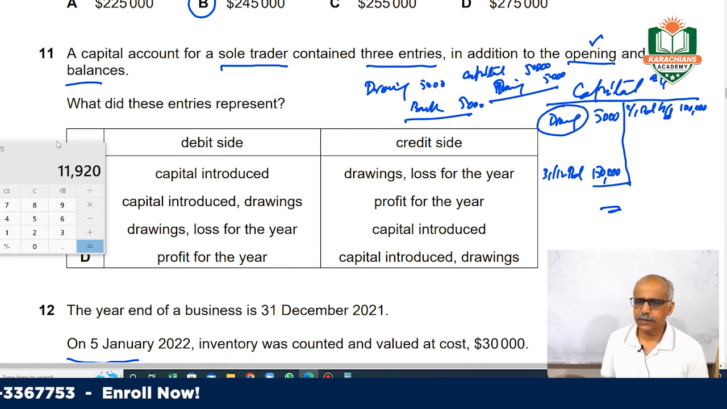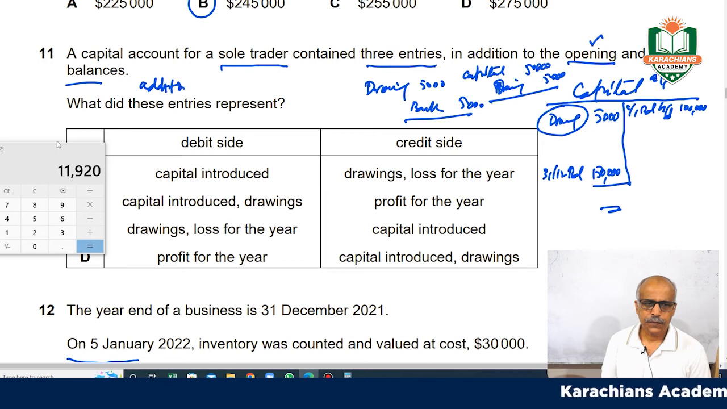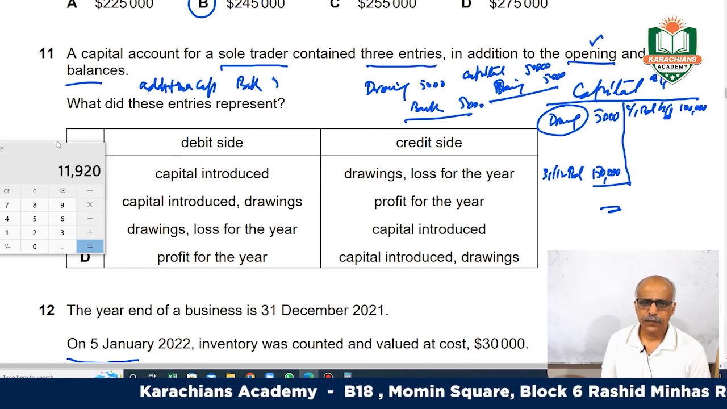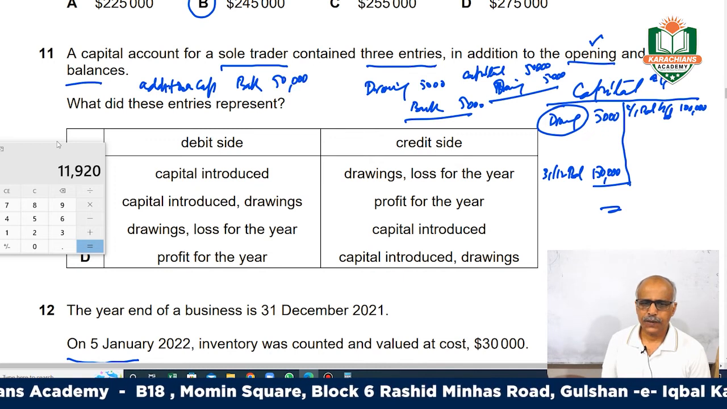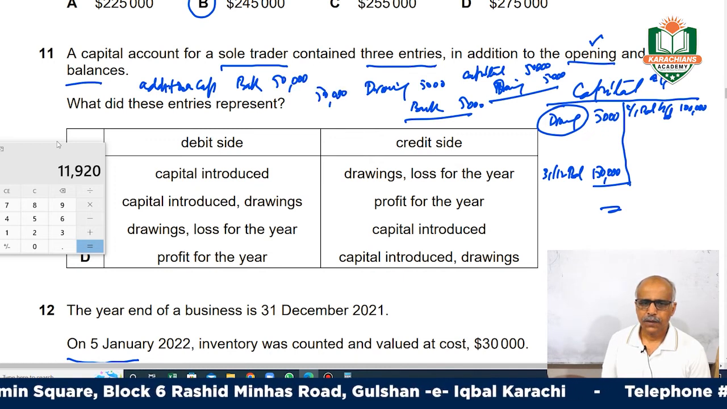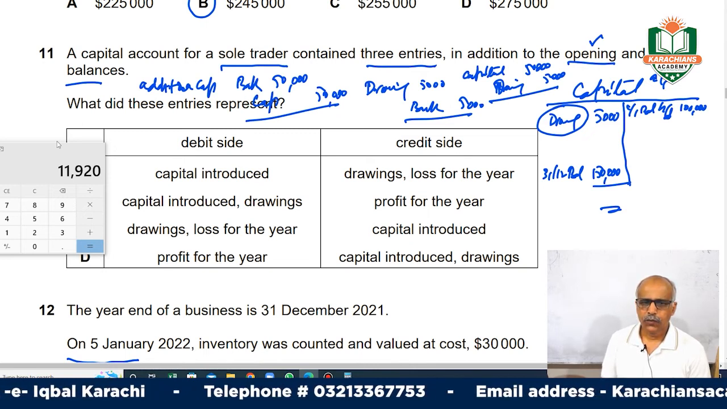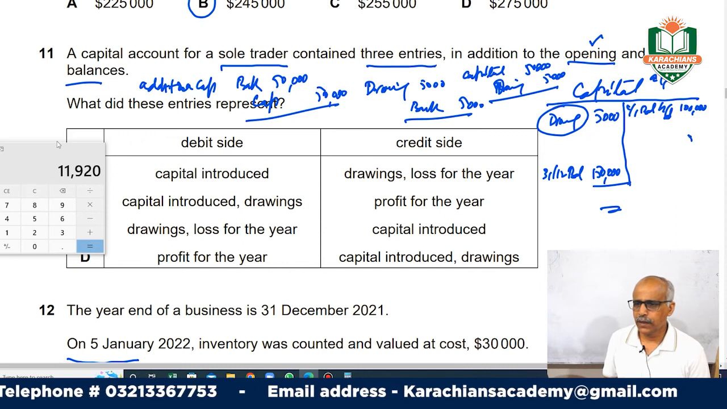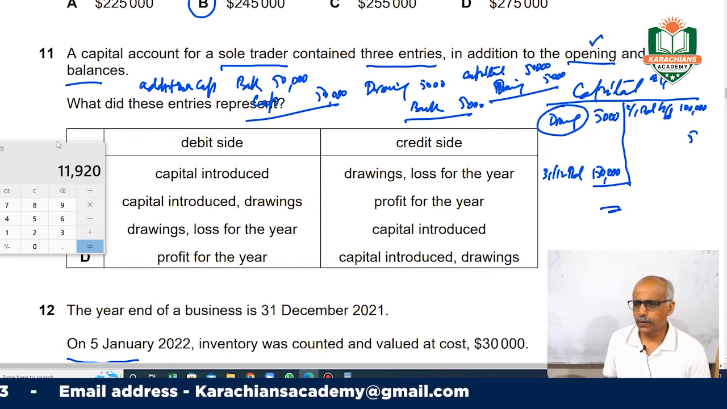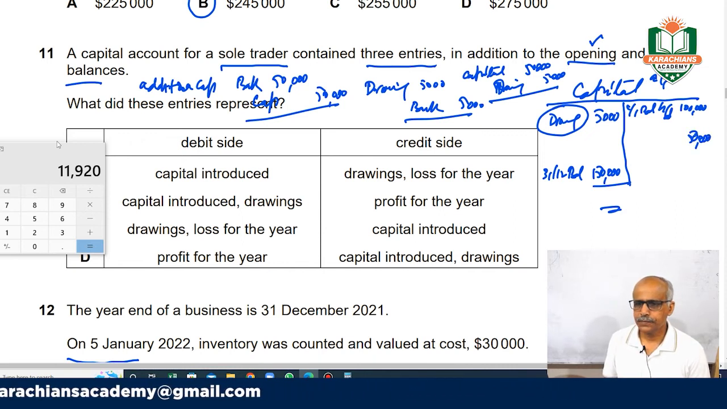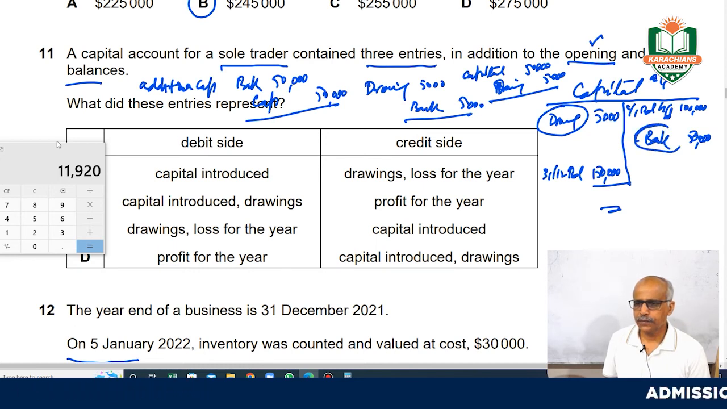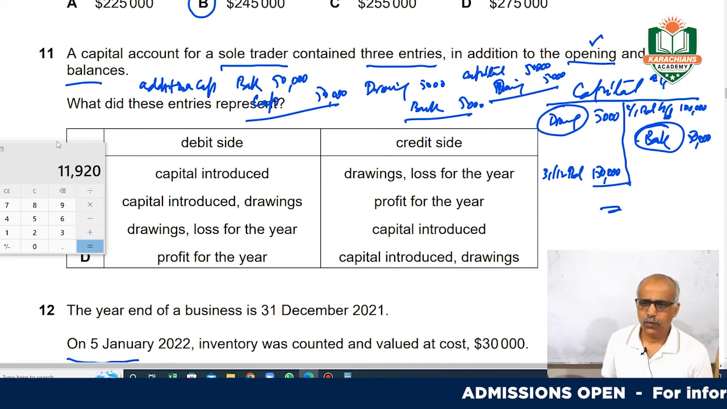Number one thing is this. If you introduce some additional capital, what entry will you make? If I say some 50,000 you have introduced, you will do debit bank and credit capital, right? With the additional capital, your capital will get increased. The second entry is additional capital.